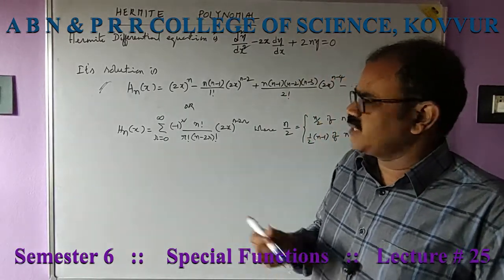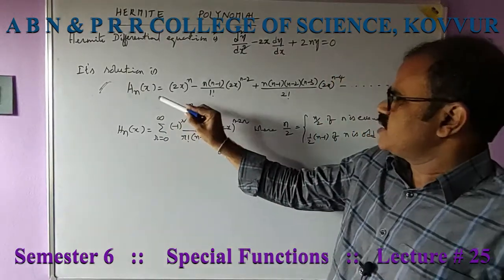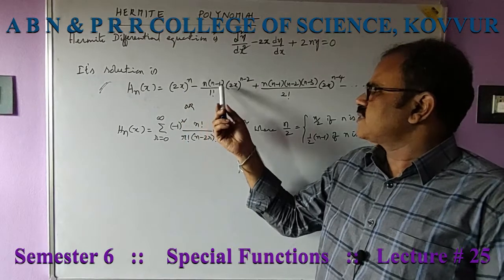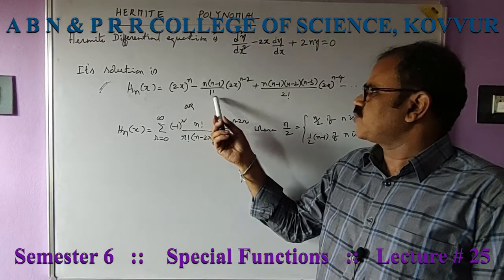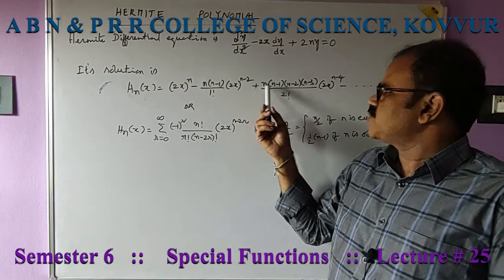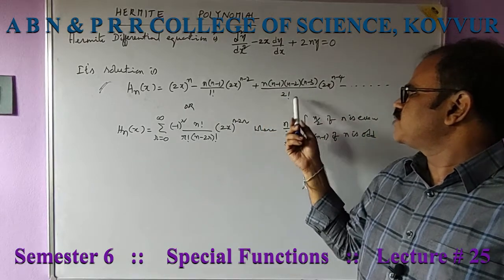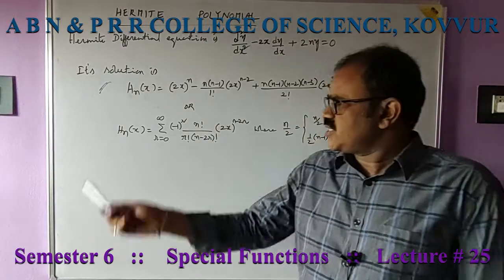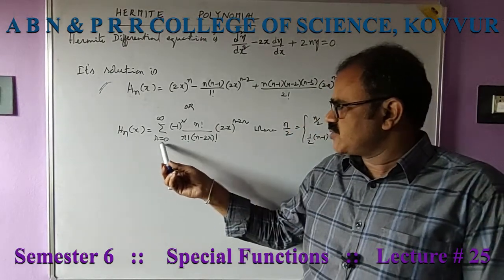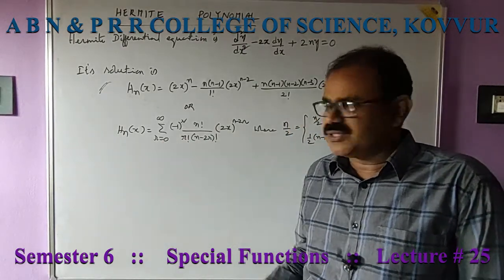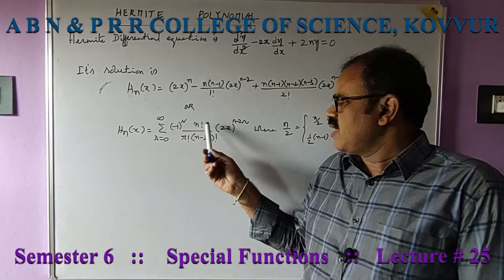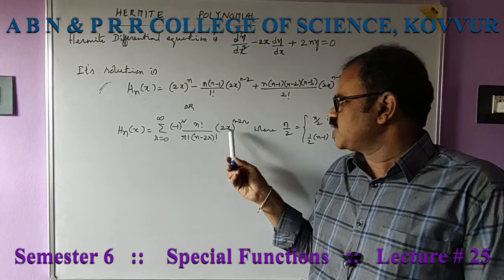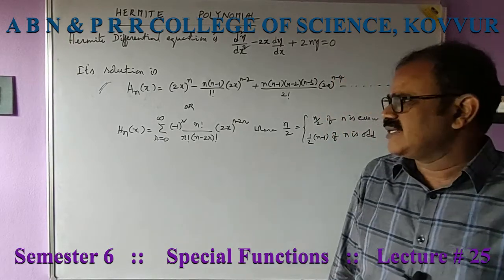What is Hermite polynomial? Hn(x) is equal to (2x) to the power of n minus n into n minus 1 by 1 factorial, (2x) power n minus 2, plus n into n minus 1 into n minus 2 into n minus 3 by 2 factorial, (2x) power n minus 4, and so on. That can be expressed in sigma notation: Hn(x) is equal to sigma r is equal to 0 to infinity, minus 1 power r, n factorial by r factorial into n minus 2r factorial, (2x) to the power of n minus 2r.